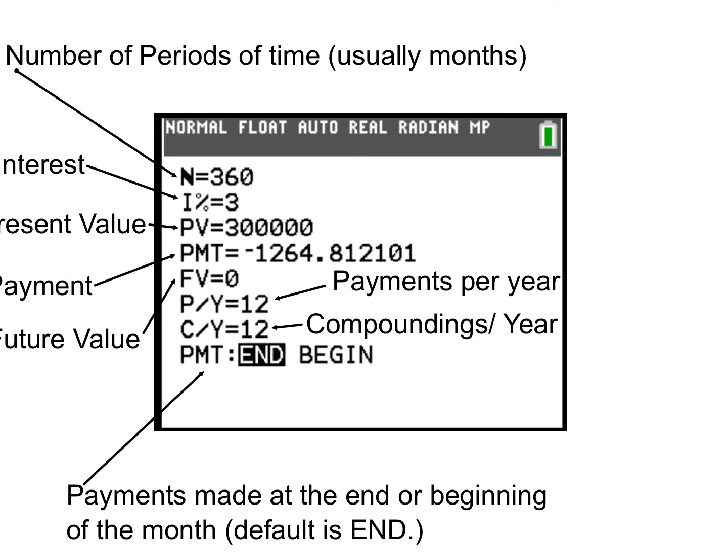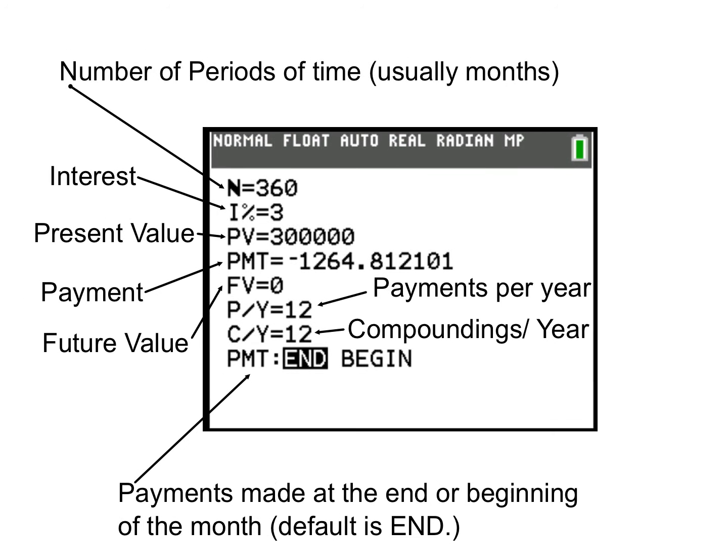All right, now hopefully you have found this. This is what opens up when you get the TVM Solver up. And the first thing you'll notice is this top one is N, and that's the number of periods of time. Typically we do this in months. If you're going to do it in months, you have to change this one down here, payments per year, to 12. Almost every bill you have as an adult is a monthly bill. This C/Y should always be the same. So if you do 12 payments per year, you do 12 compoundings per year.